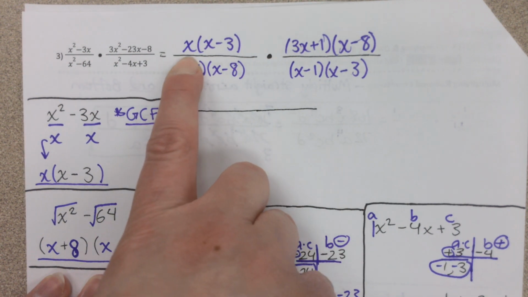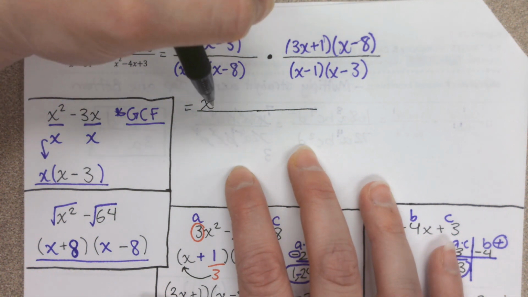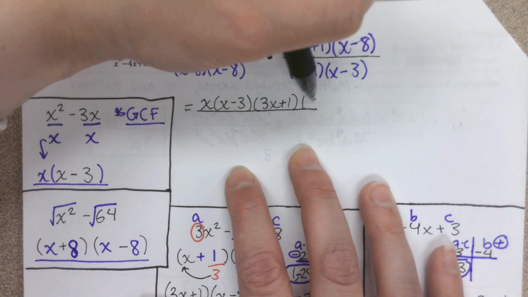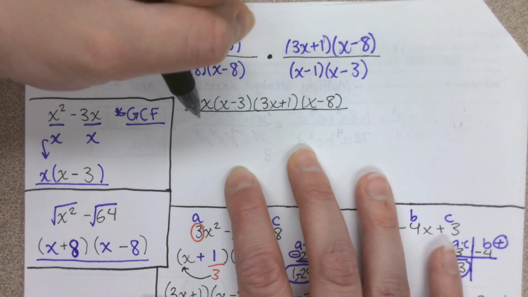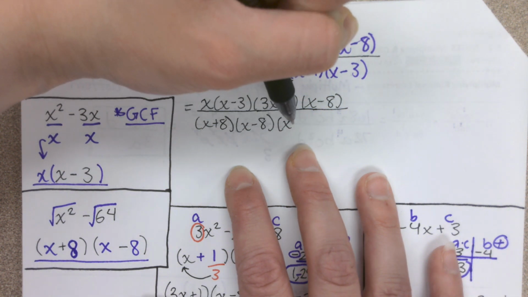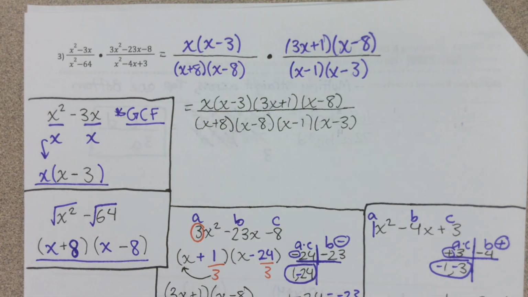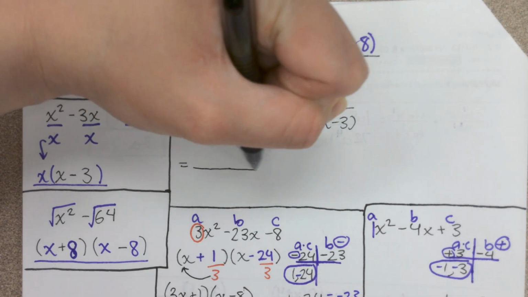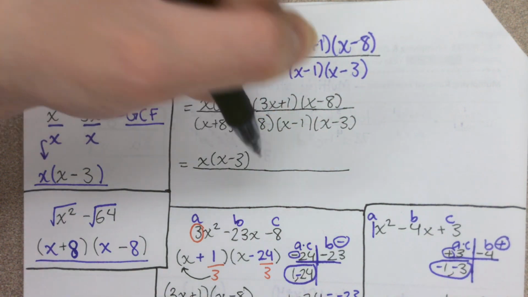We have x as a monomial. It's already in front, but if it weren't there, we'd need to put it in front, and then all the parentheses after that. X minus 3, 3x plus 1, x minus 8 on top. On bottom, no monomial, so x plus 8, x minus 8, x minus 1, x minus 3. That's my clean copy, so I'm going to write that down one more time to do the actual canceling. This part is optional if you want to leave it out, but I think it would be helpful.